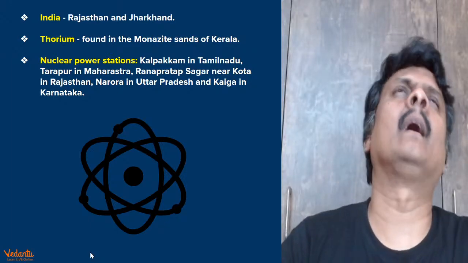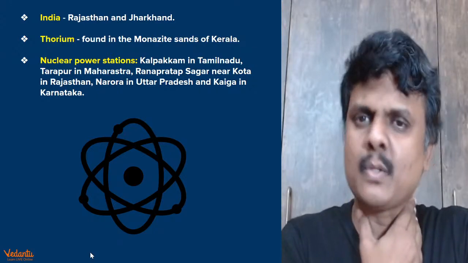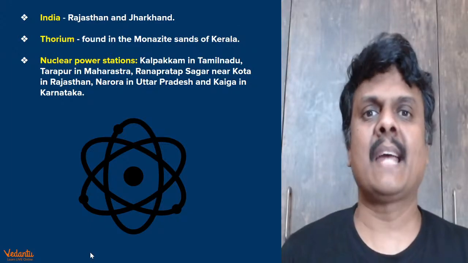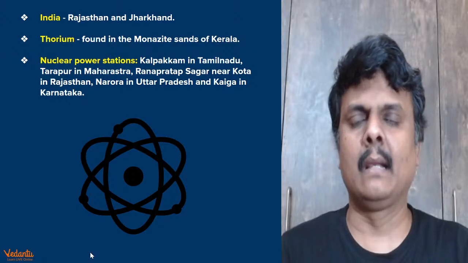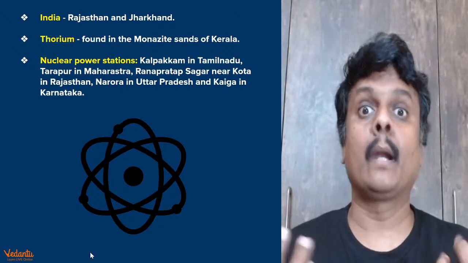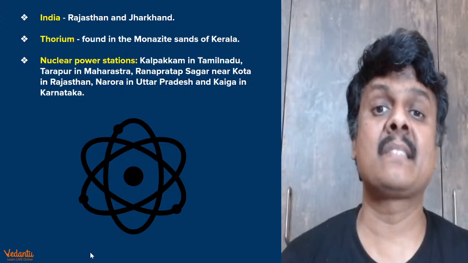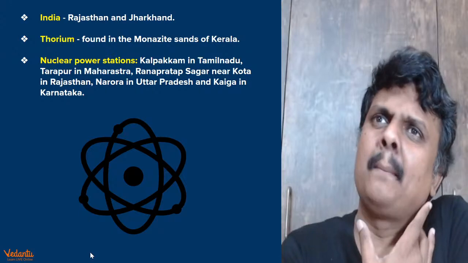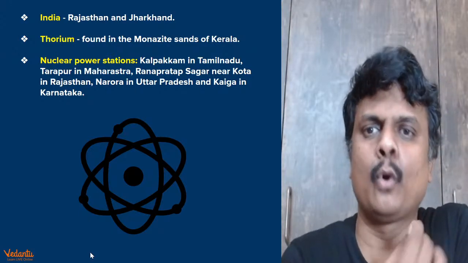You have it in, I think, West Bengal, Tamil Nadu, etc. as well. Thorium is a mineral, guys, which has enormous nuclear energy. When the thorium atoms are split, you get a lot of nuclear energy. It is found in the monazite sands of Kerala. What is monazite sand? It's typically a sand which contains multiple minerals, and thorium is one among them.